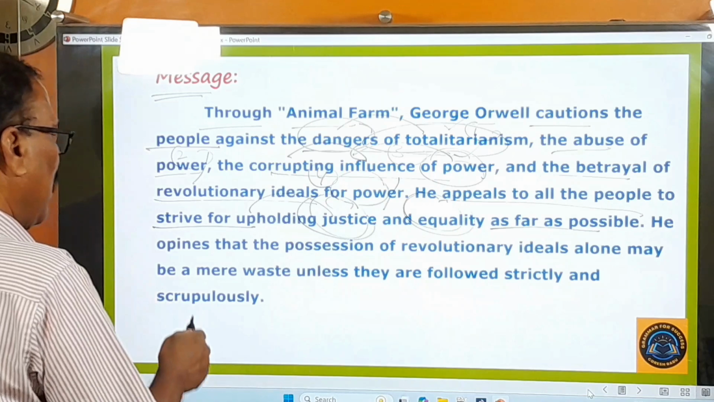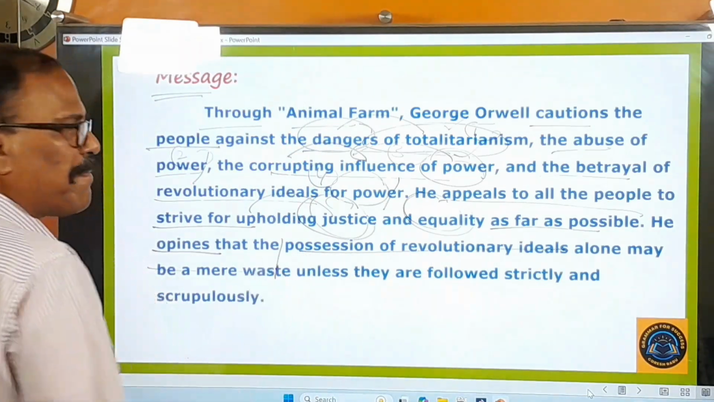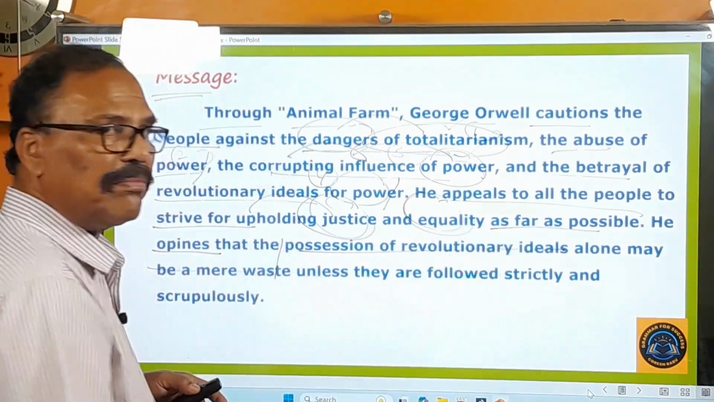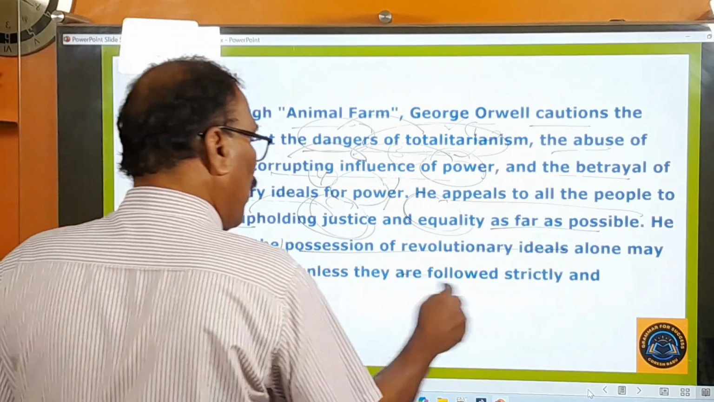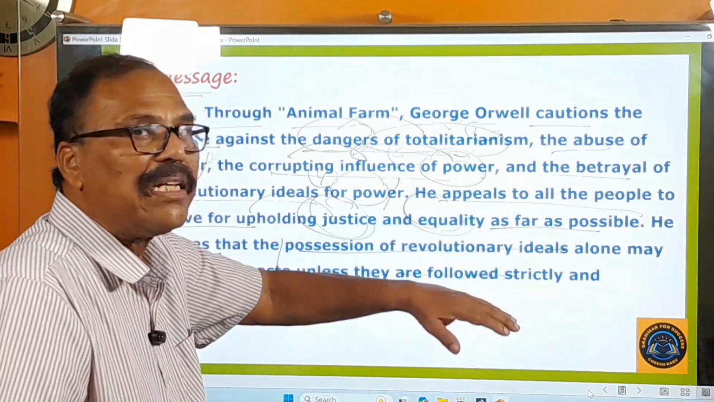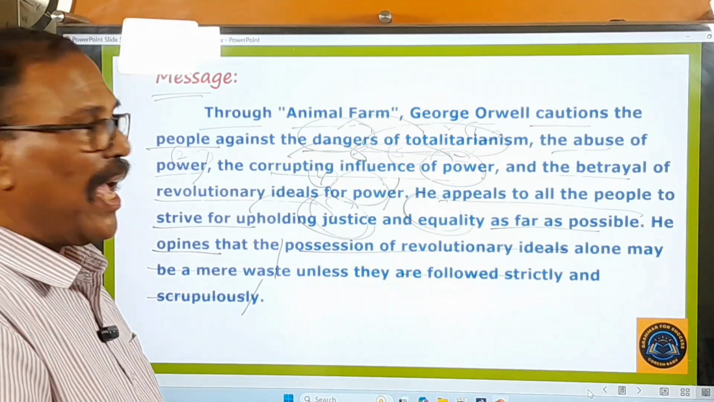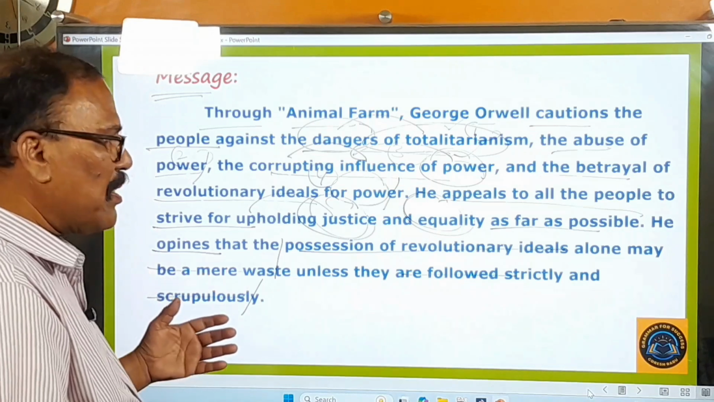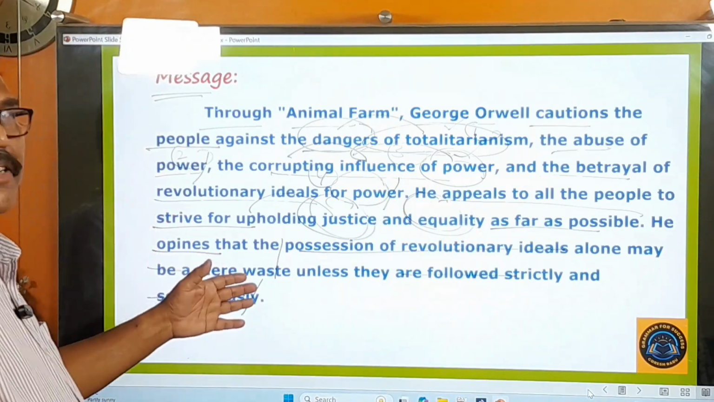And the last point here is he opines that the possession of revolutionary ideals alone may be a mere waste. If you have only the revolutionary ideals, they are a mere waste. Why? Unless they are followed strictly and scrupulously. As long as these revolutionary ideals are not followed strictly and scrupulously, the possession of these revolutionary ideals is just a mere waste.